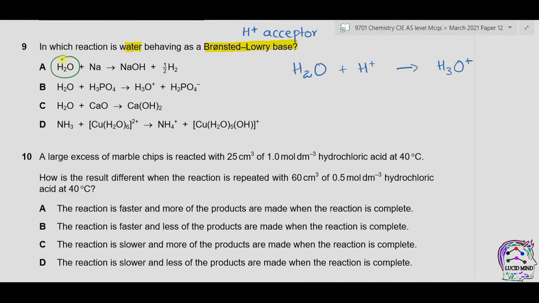We have H2O and there is no H3O, so therefore A is incorrect. In B we have H2O that converts into H3O positive. It means that water is behaving as a Bronsted-Lowry base, so it could be the correct one. In C we can see that H2O is not converted into H3O positive. Again in D we can see H2O is not converted into H3O positive. The correct answer is therefore B.